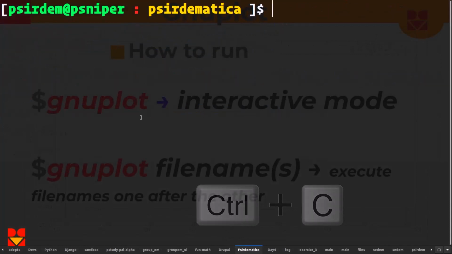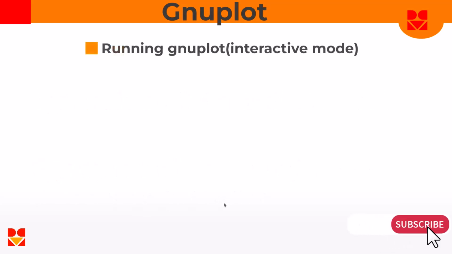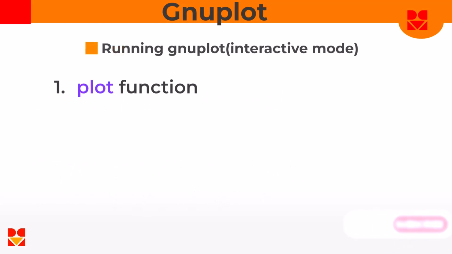Okay. So that is how to run Gnuplot. To run it in interactive mode, you just type gnuplot and then it opens up in interactive mode. Or use gnuplot and then the file name to execute files one after the other. Okay. So the next thing is how to run Gnuplot interactive mode.